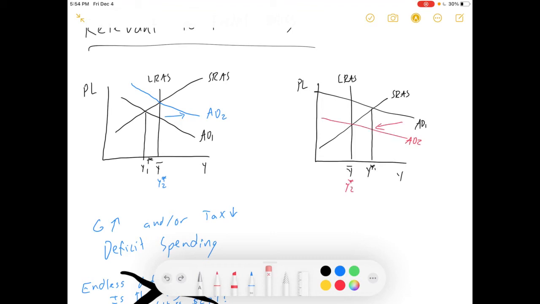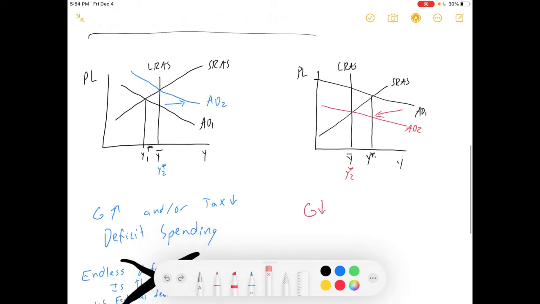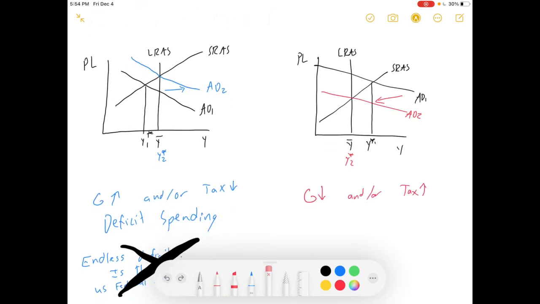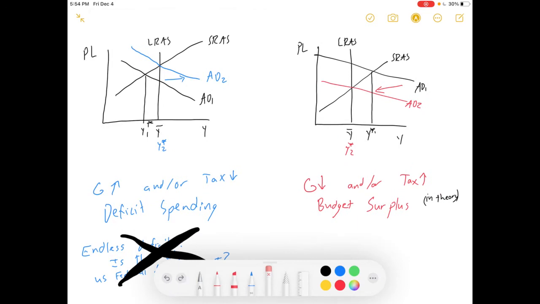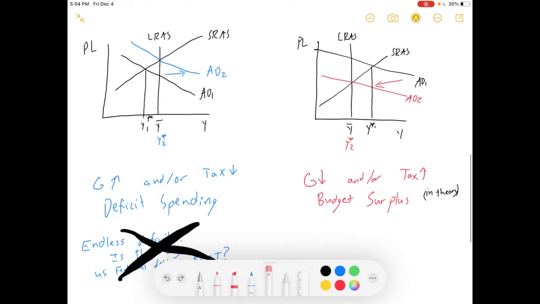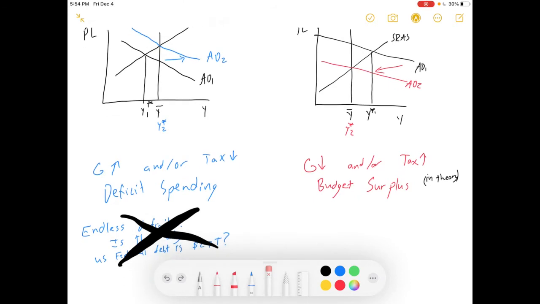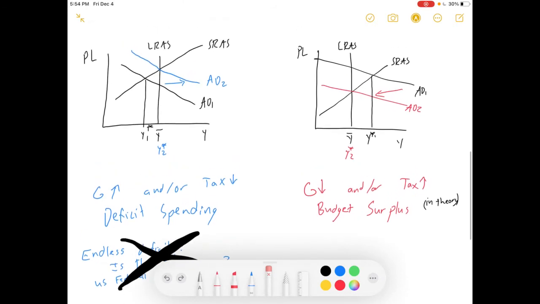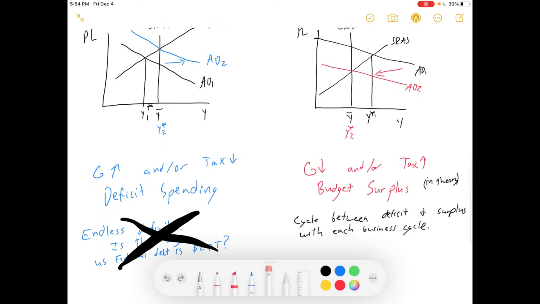We're trying to get down to Y star 2, so we want to decrease aggregate demand. We're going to cut spending and or raise taxes. When we do that, it's going to give us a budget surplus. And a surplus is going to be a time where we are bringing in more money than we're spending. So no, we don't have endless deficits. It just depends on which side of the business cycle we're on.